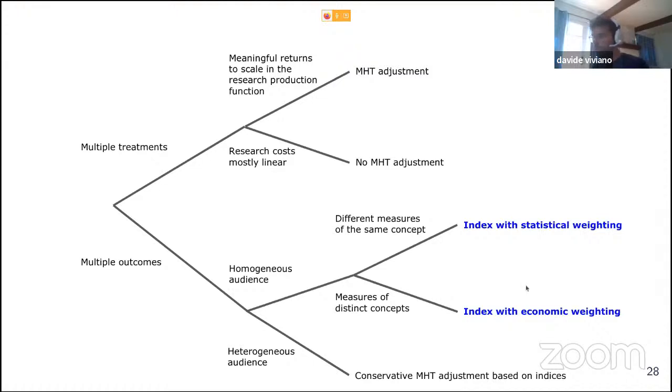So to conclude, now we analyze the case of multiple outcomes in two contexts, with the heterogeneous audience, where we do have some conservative multiple hypothesis testing adjustment, and with a homogeneous audience, where we make two distinctions. The first is where the outcomes measure the same underlying concepts, which justify aggregation through statistical weighting. And the second is instead where it measures distinct concepts, so different economic objectives. In this case, we want still to do indexing, but we want to use the weights which have some economic interpretation.